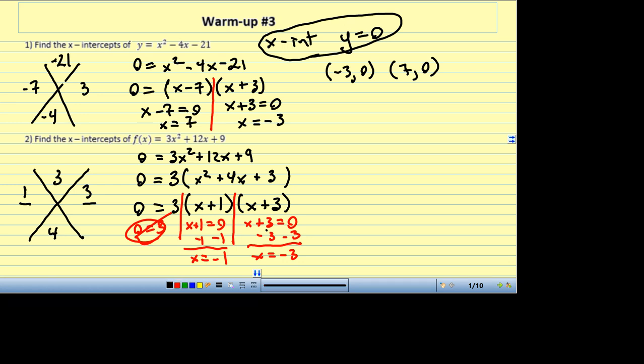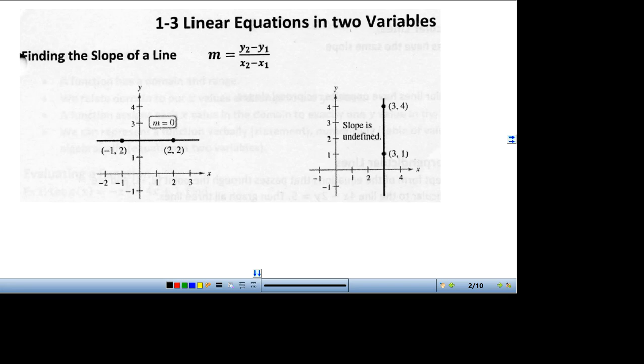So this is our warm-up. What we are going to cover today is finding the slope of a line and anything dealing with slope and equations. So it's linear equations in 2 variables. Now, I have an equation right here that will get you the slope of the line. Almost every single book writes it as y2 minus y1 over x2 minus x1. M just represents the slope of a line.